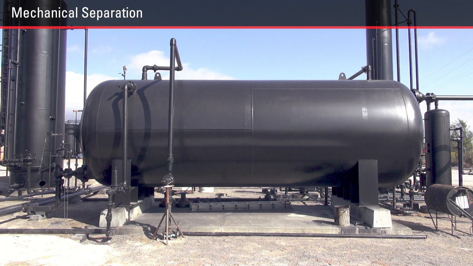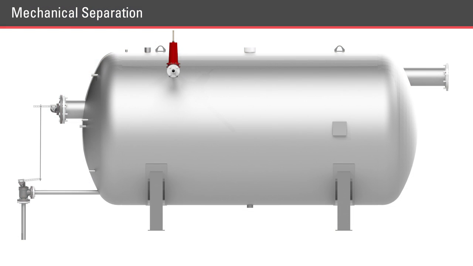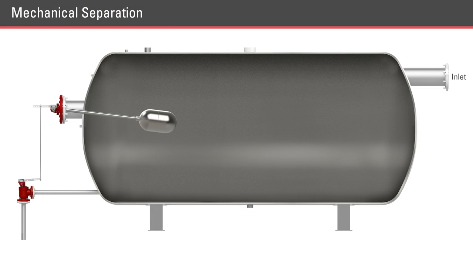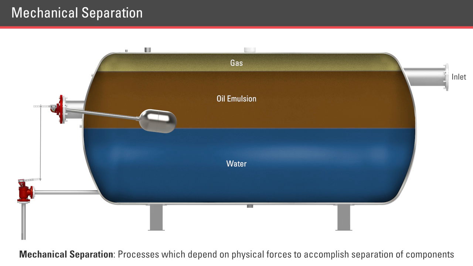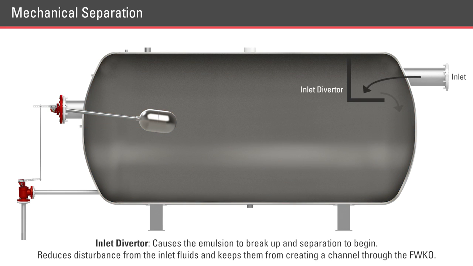Mechanical separation is the most common design in free water knockouts. When the oil, gas, and water enter the inlet of the free water knockout, mechanical separation inside the vessel helps separate the emulsion. Inlet diverters cause the emulsion to break up and separation to begin. It reduces the disturbance from the inlet fluids and keeps them from creating a channel through the vessel.